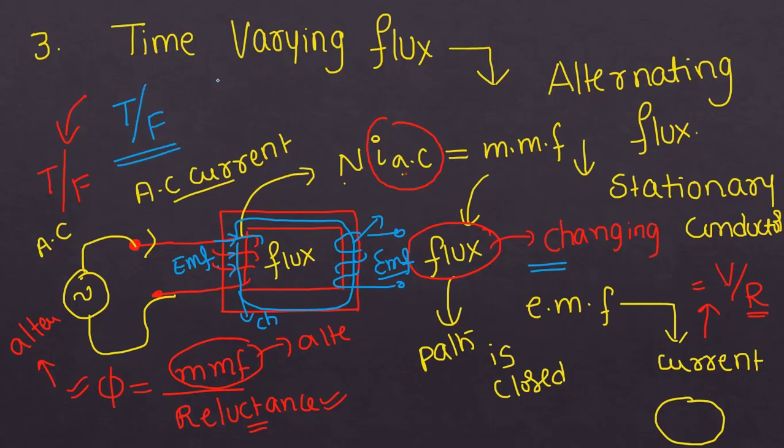So transformer action, I'm not completing the complete thing. Time varying flux, alternating flux requires a stationary conductor only. Even with the stationary conductor it will link. Simple logic. The logic is Faraday's law: when the flux linking with the conductor changes, EMF will be induced. So already the flux is alternating flux. If any stationary conductor is there, the flux linking with that conductor is already changing because it's an alternating flux. So for that, no need of movement. That is what a transformer is. Hope you understood these flux linkages and everything.